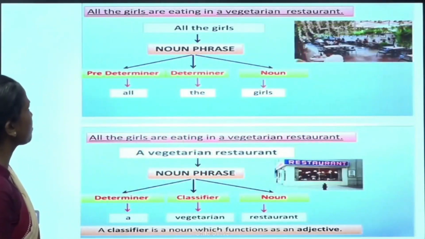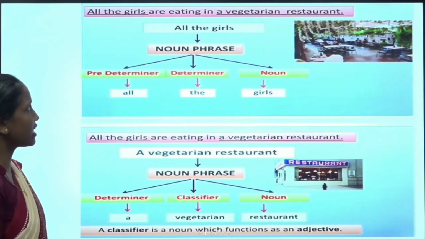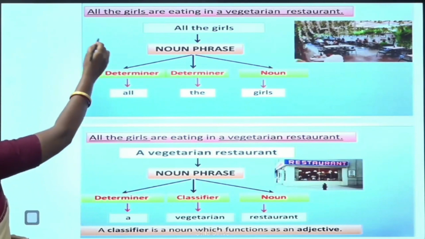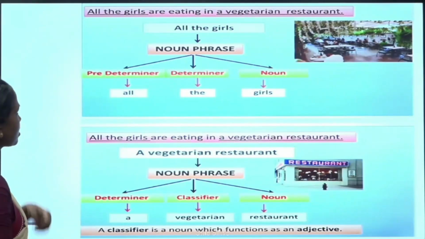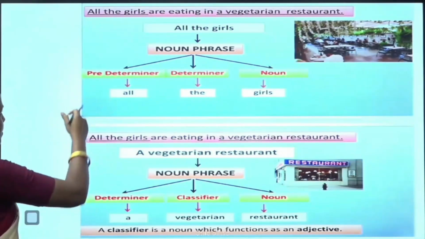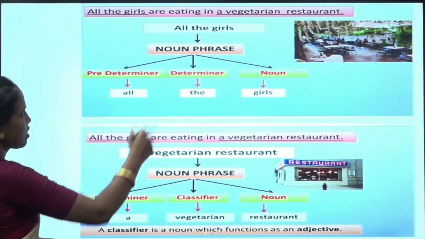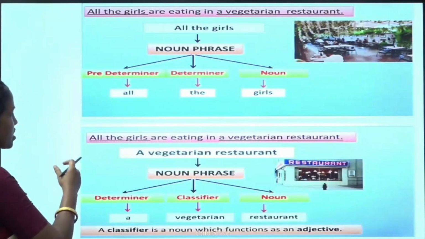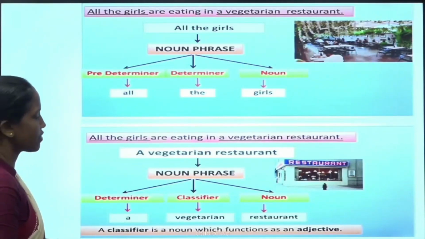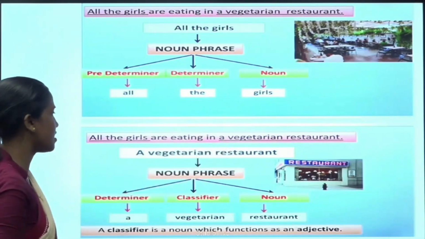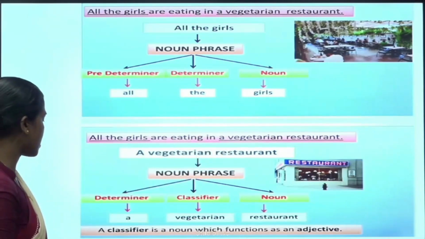Students, next example you see, all the girls are eating in a vegetarian restaurant. All the girls, you see here at the beginning we see all the girls. So all is the predeterminer, then the is the determiner, the girls are the noun. Next you see, all the girls are eating in a vegetarian restaurant. So a vegetarian restaurant is the noun phrase in the sentence.